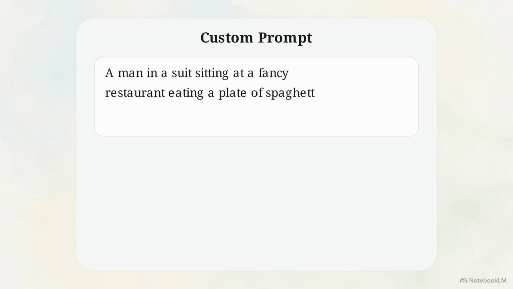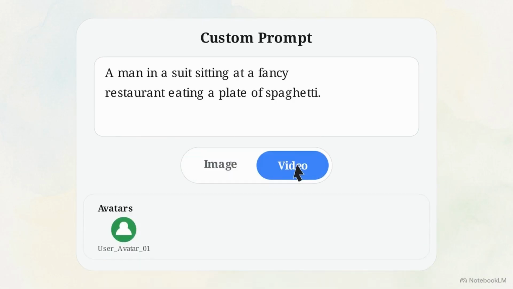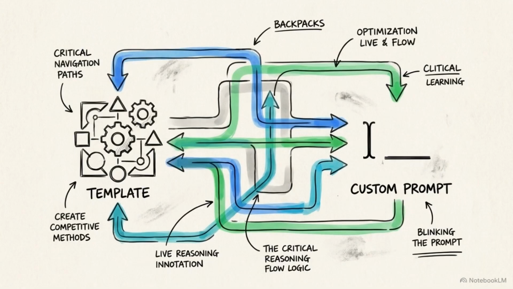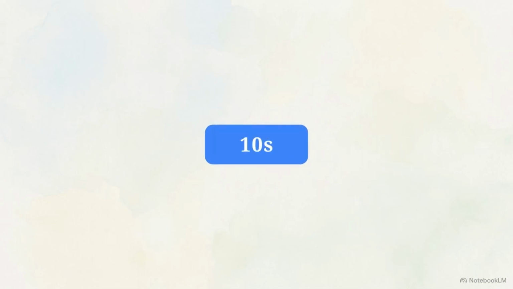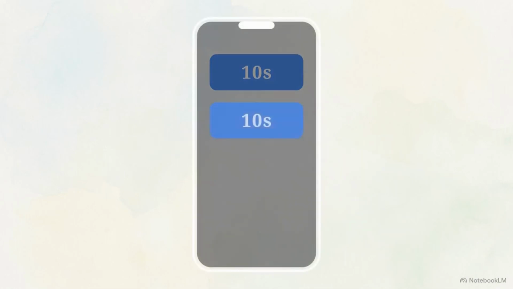If you want full control, take the custom prompt route. You type out the exact actions, attire, and environment you want, select video, and tag your saved avatar to insert yourself into the scene. Whether you use a template or a custom prompt, there are operational constraints. On average, processing takes about 2 minutes, and every generated clip is capped at exactly 10 seconds. 10 seconds requires you to think in tight, concise shots, which is the ideal modular building block for short-form social media storytelling.